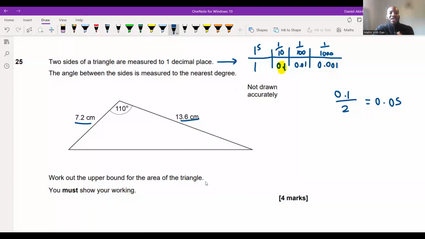Exactly. And then another thing as well, we need to work out the upper bound of the area of the triangle. Well, this is clearly trigonometry. It's not a right angle triangle. Can somebody tell me the formula for working out the area of a triangle such as this? We've got two sides and the angle between. Can somebody tell me the formula in the chat, please?